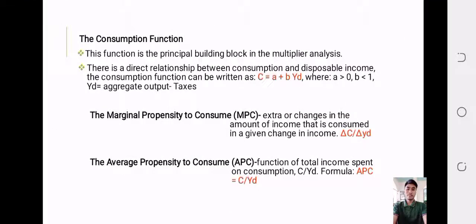The consumption function is the principal building block in the multiplier analysis. There is a direct relationship between consumption and disposable income. The consumption function can be written as follows, with the marginal propensity to consume and the average propensity to consume.